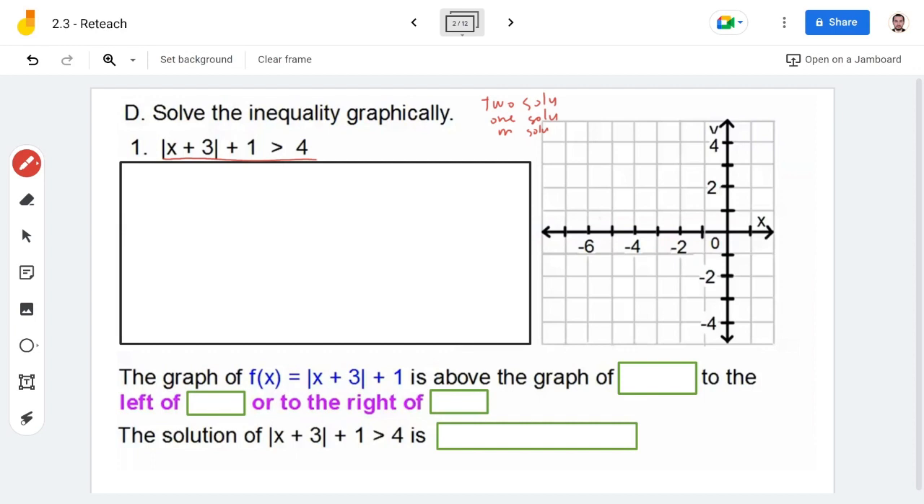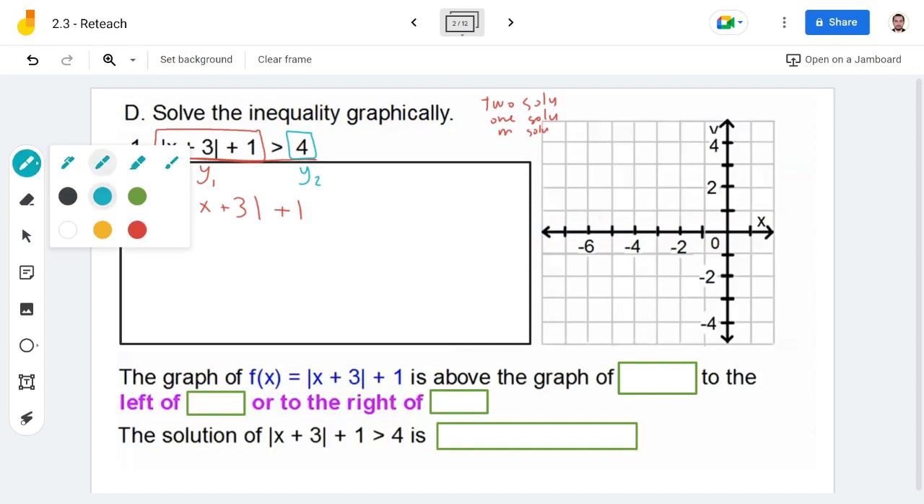First, as I told you before, we imagine that the left side is a function, which is y1, and the right side is the other function, which is y2 equal to 4. Let's graph the first function, y1, which is equal to the absolute value of x plus 3, plus 1. Then we graph y2, which is equal to 4. Now let's graph both of them to understand.